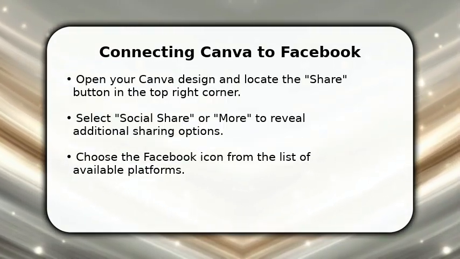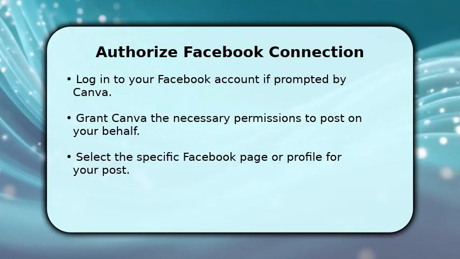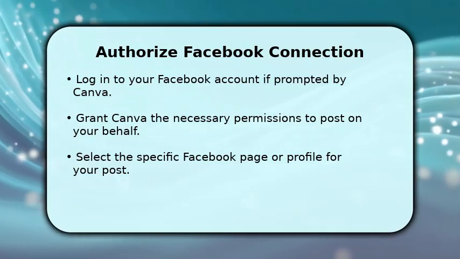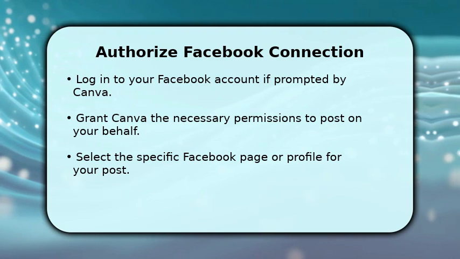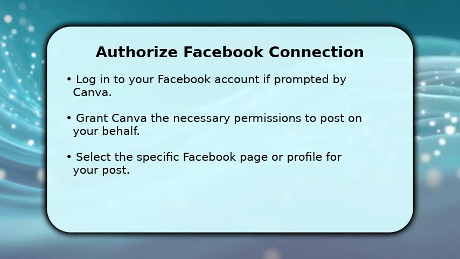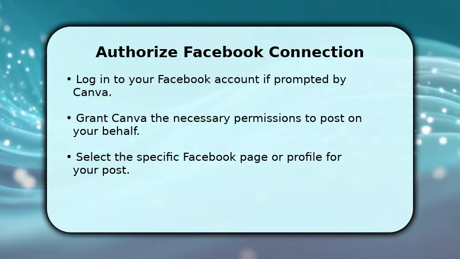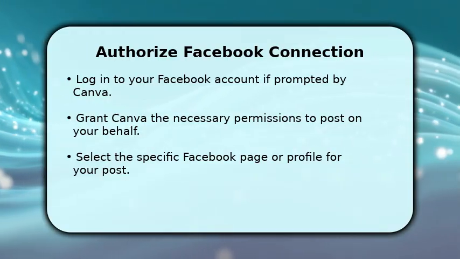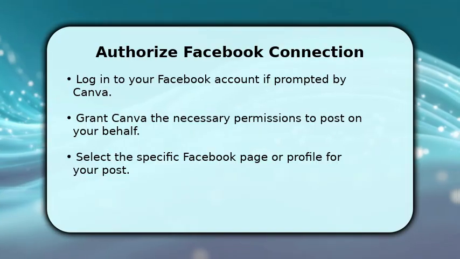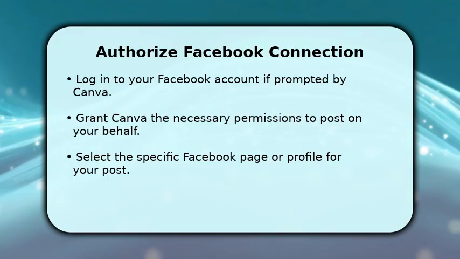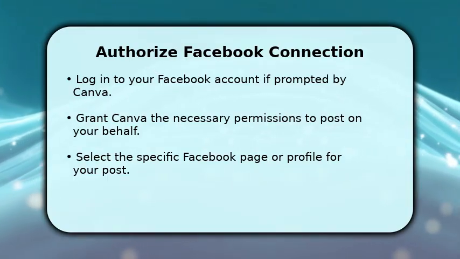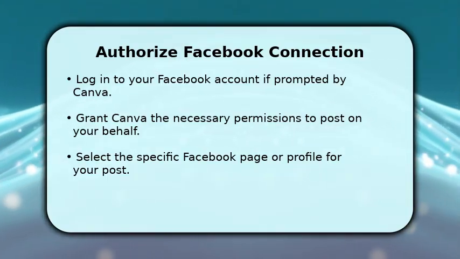It's super straightforward. Once you've selected Facebook, Canva will likely ask you to log into your Facebook account. Make sure you're logging into the correct one. After that, you'll need to grant Canva permission to post on your behalf. This is a crucial step for the integration to work smoothly. You can then choose whether to post to your personal profile or a specific Facebook page you manage. This gives you full control over where your content appears.